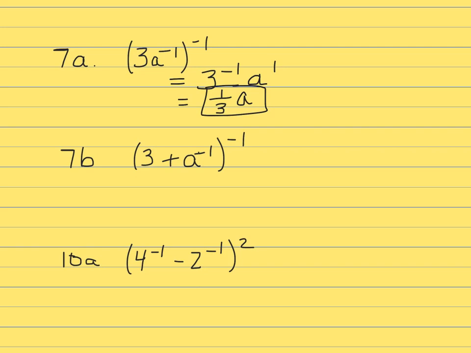7b, we're adding in the parentheses. We don't have any rules for addition. So what I'm going to do is simplify as much as I can. So I can write a to the negative 1 as 1/a. And now I'm adding a fraction. So to do that, I need a common denominator. I'm going to make 3. I'm going to write this as 3a/a. And now, since I have a common denominator, I'm going to keep my denominator. I'm going to add the top, or add the numerators.